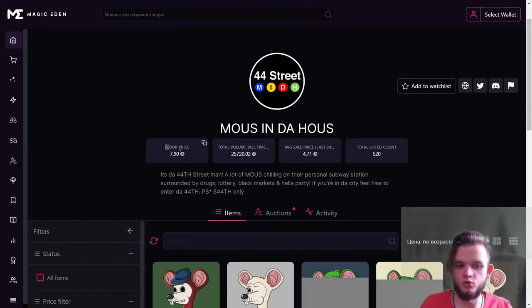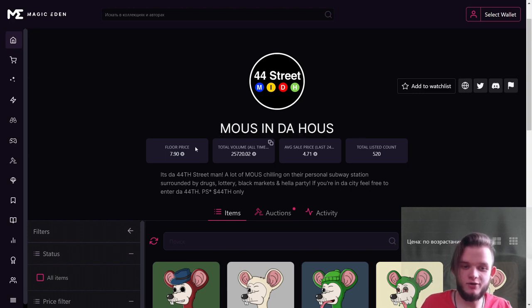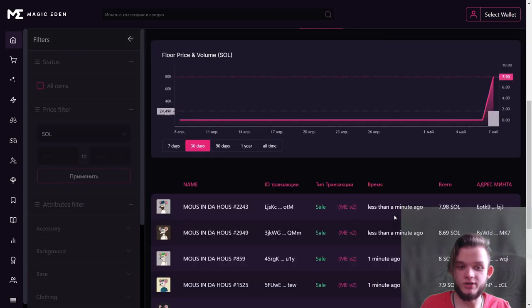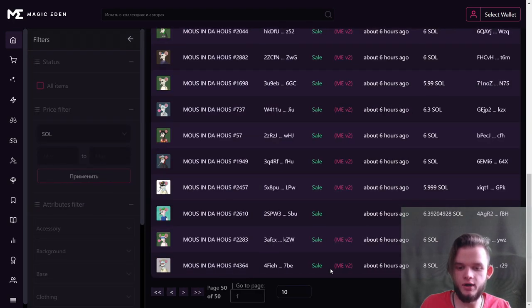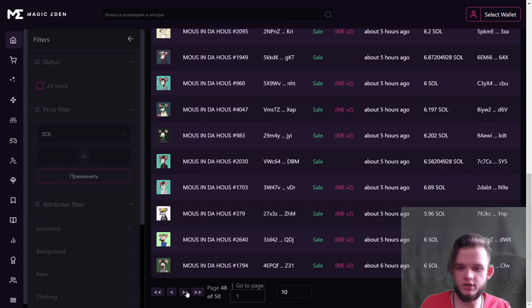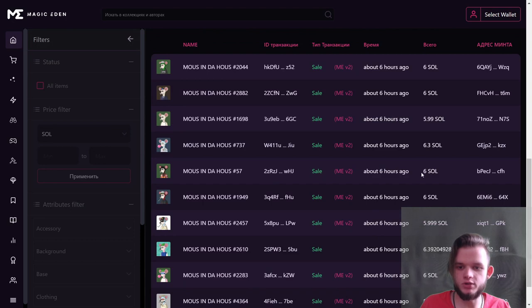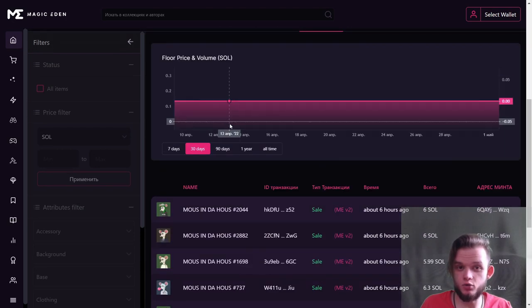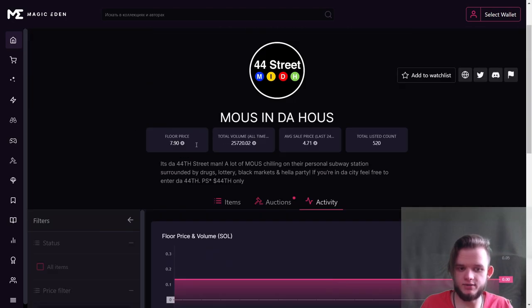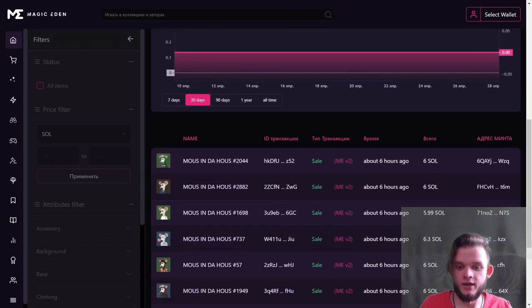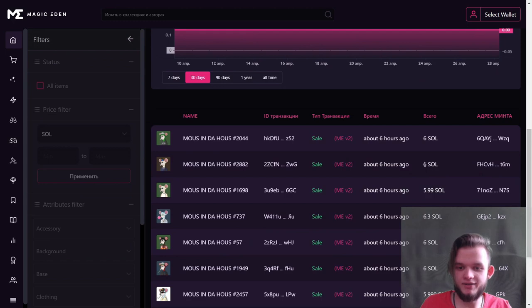For example, Mouse in the House. They were about 4 yesterday, now they are about 8. So we just go in here and scroll to the last page, and we won't see the people who were buying for 4 Solanas. Let's check the people who bought for 6 Solana. They also knew something, because they already made some money, since the floor price is now 7.9. So we are seeing people buying this for 6 SOL.